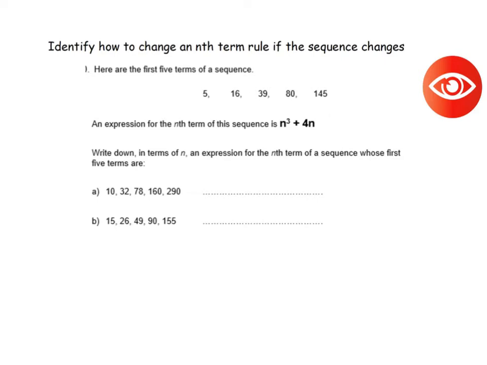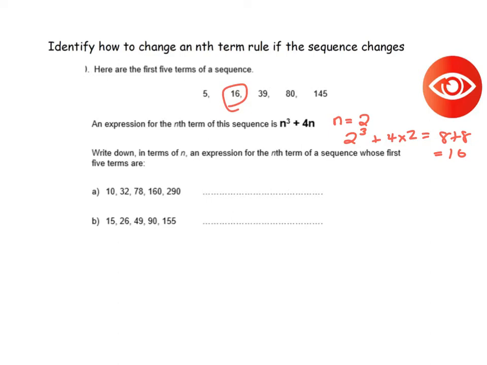So let's just check to make sure it's right. If n was 2, you're going to do 2 cubed plus 4 times 2, which is 8 plus 8, which is obviously the 16. So that's where those numbers have come from.